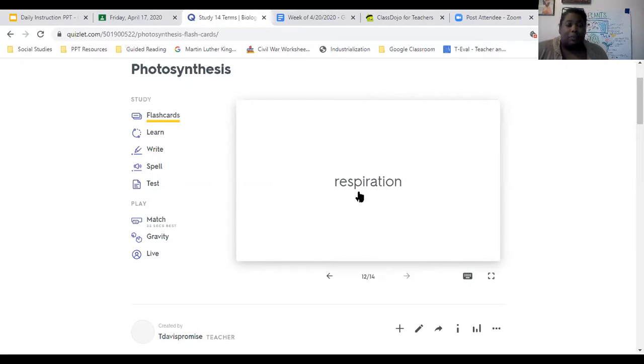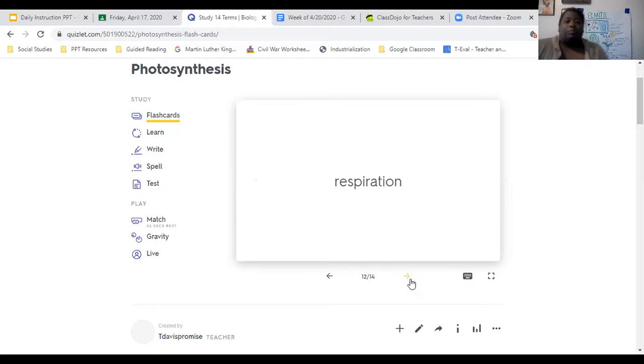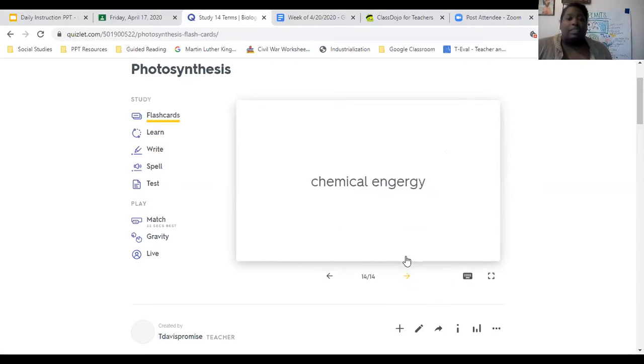My turn. Respiration, your turn. So respiration is the process by which plants, animals, and other living things use oxygen to carry out life processes. My turn. Photosynthesis, your turn. Photosynthesis is the process by which a plant uses sunlight, carbon dioxide, and water from the environment and its own chlorophyll to make its own food. We've been talking about photosynthesis all week.